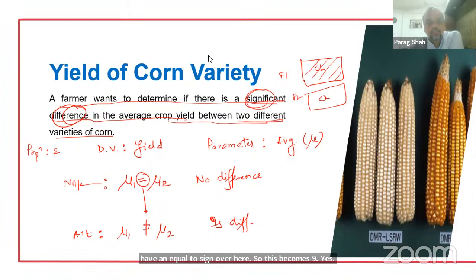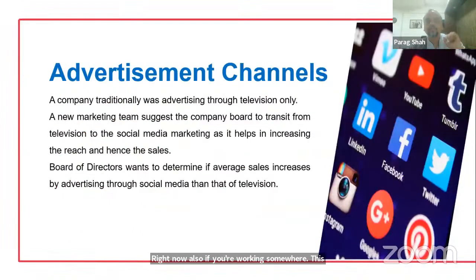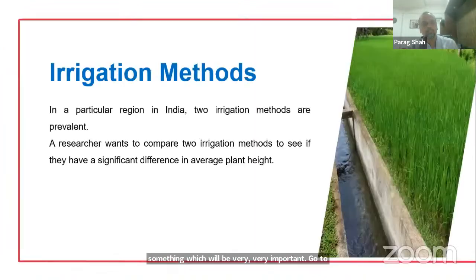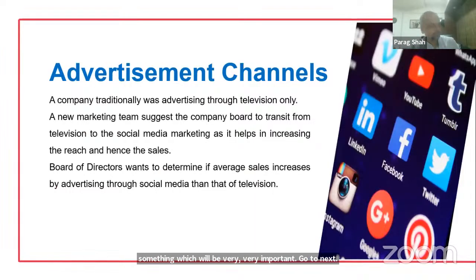Equal is null. Perfect. Vinci, Satish. Vijayalakshmi, Vinci. Perfect. I want others also to answer, because I want everyone to be clear with the concept. For your own research, for the company that will go further in your future, right now also if you're working somewhere, this is something which will be very, very important. Chalo, next. We'll keep this as a last. Then we'll go further. This is just for null and alternative.